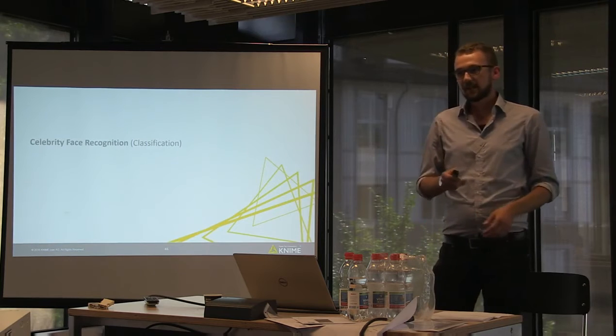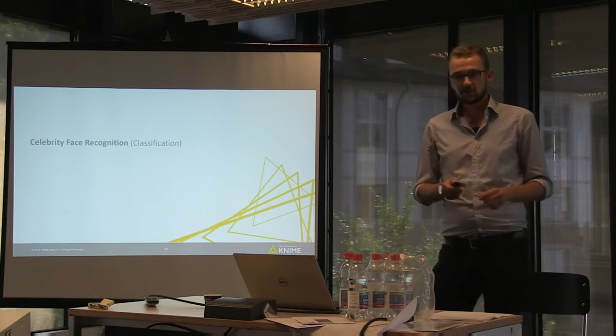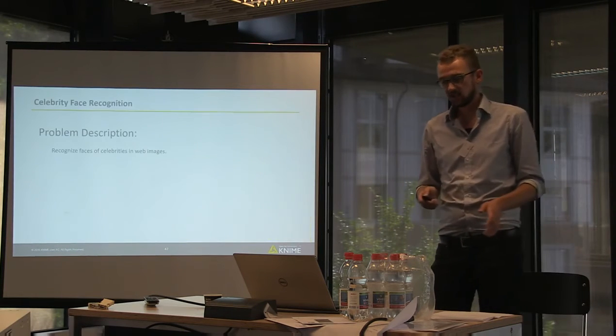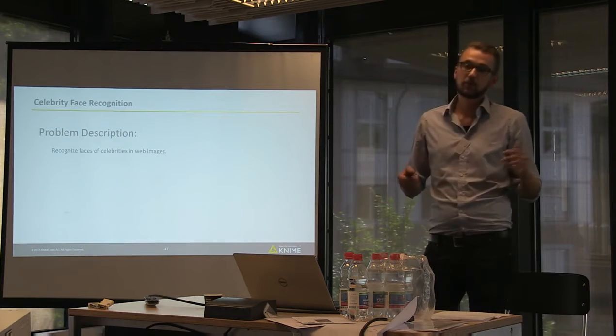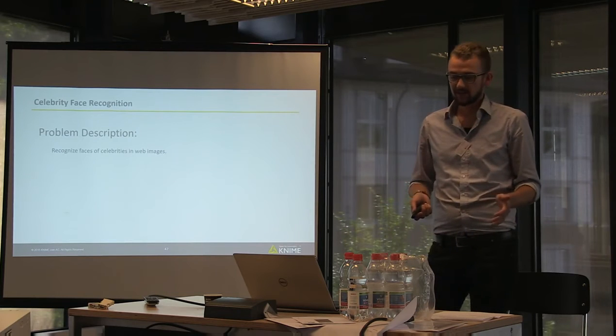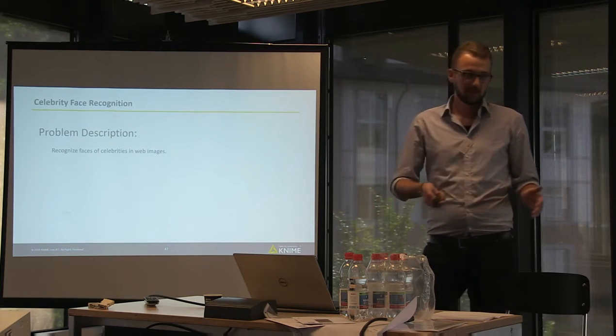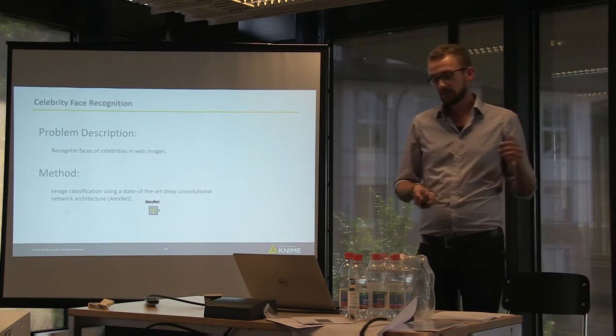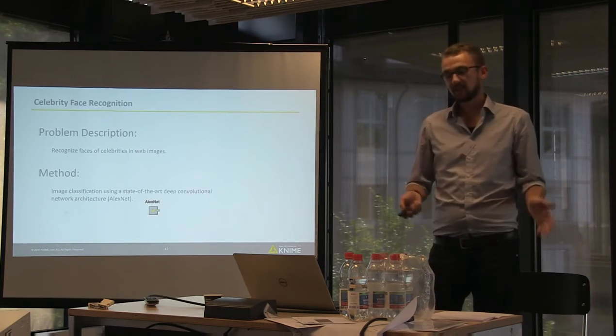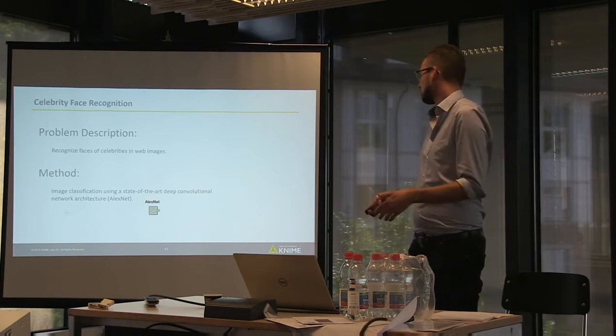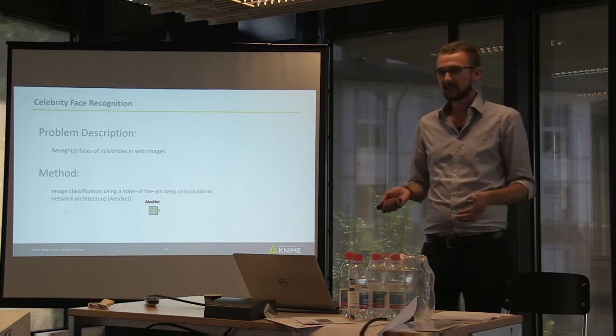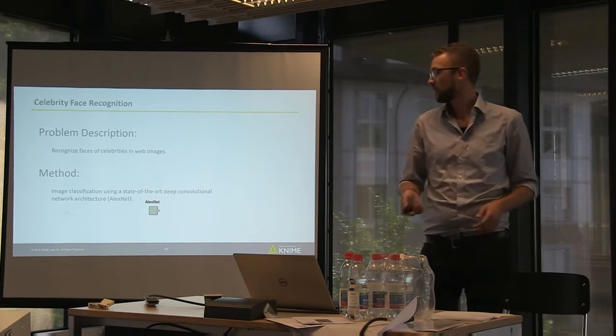The next example I'd like to show is celebrity face recognition. This is using classification. So here the problem is that we want to recognize the faces of celebrities in web images. How do we do that? We perform image classification using a state-of-the-art deep convolutional network. So in this case, we use AlexNet, which was mentioned before.